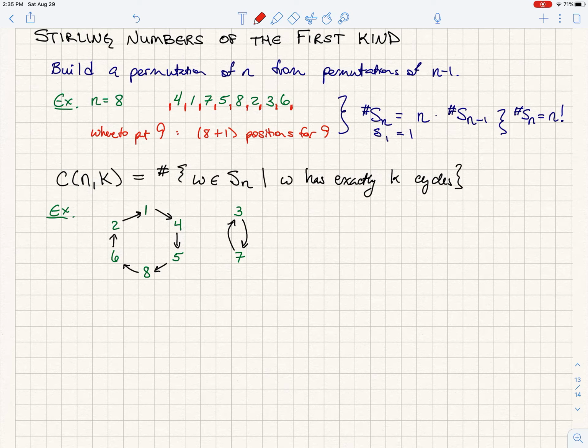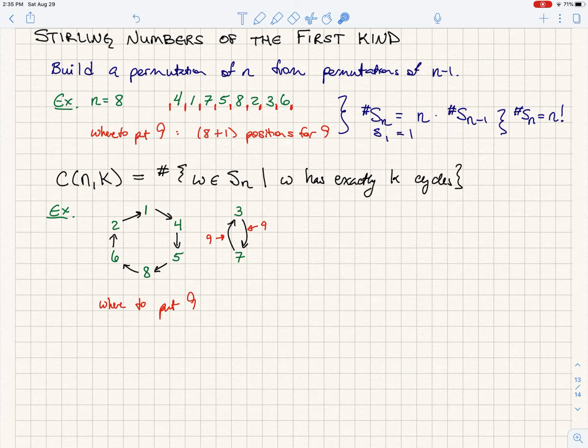Now think about, how can I augment this to get a bigger permutation? If I think about it in cycle notation, again, I want to think about where to put the 9. And of course, there still should be 8 plus 1 possibilities, but now let's think about what happens to cycle type when I put those in there. So one thing I could do is I could put the 9 here, or I could put the 9 here. If I put it on this side, then I get the cycle 3, 9, 7. And if I put it on this side, I get the cycle 3, 7, 9. And those are indeed different.